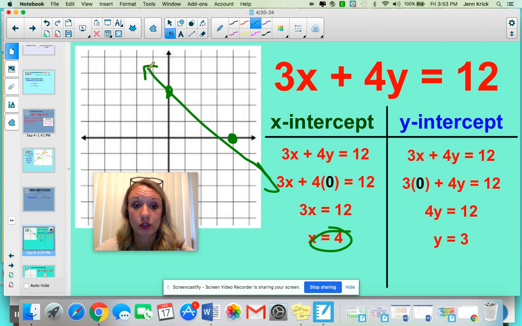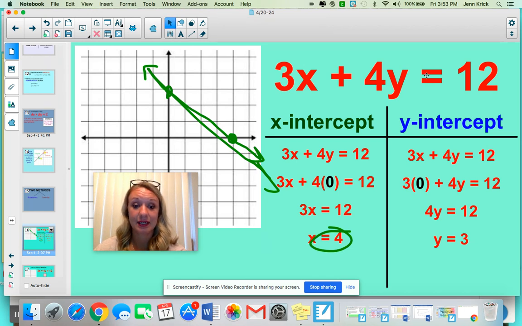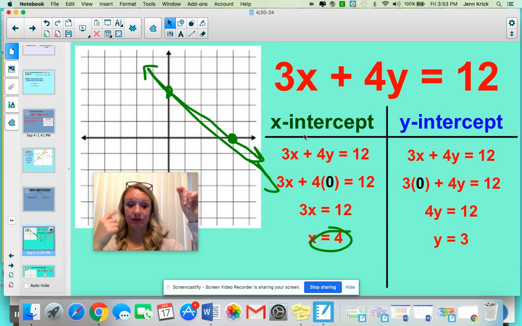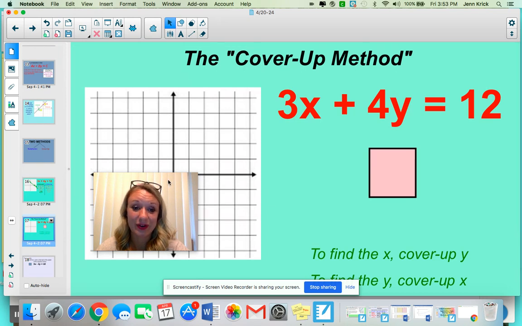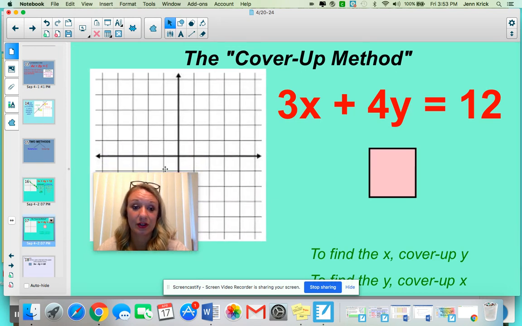Hopefully yours doesn't look as horrendous as mine does. Oh my goodness gracious. So if I give you a line in standard form, you can find the x-intercept and the y-intercept, plot them, and graph through. Very simple. Here's the cover-up method, and I bet that you guys will like this, and I'm going to prove to you that the graph will be the same.